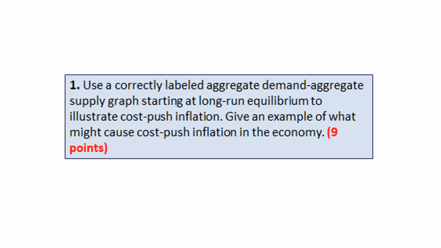So after covering in detail the aggregate demand, aggregate supply curve model of the economy, understanding both short run aggregate supply and long run aggregate supply and macroeconomic equilibrium, real GDP, aggregate price level, unemployment, what type of question might the AP exam ask you to demonstrate understanding of this macroeconomic knowledge? Here's one: use a correctly labeled aggregate demand, aggregate supply graph starting at long run equilibrium to illustrate cost push inflation, and then give an example of what might cause cost push inflation in the economy.